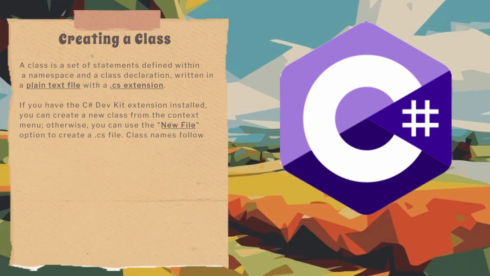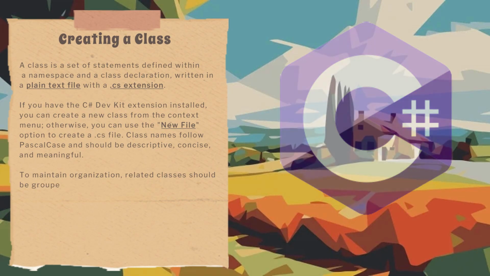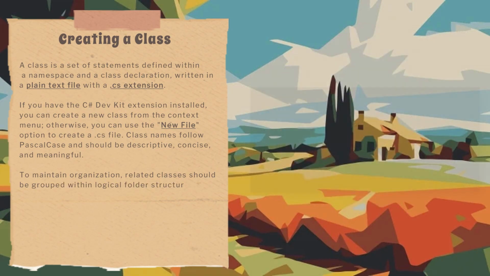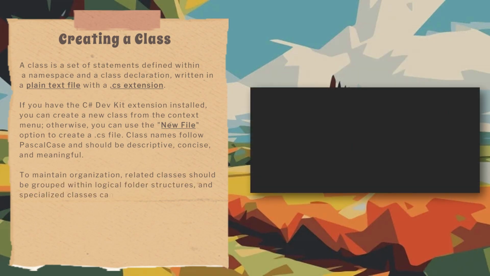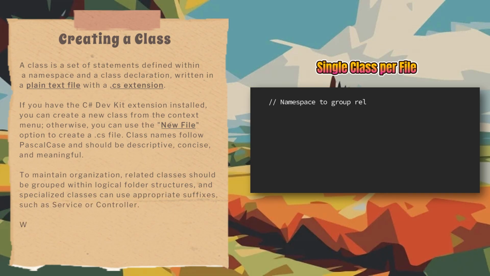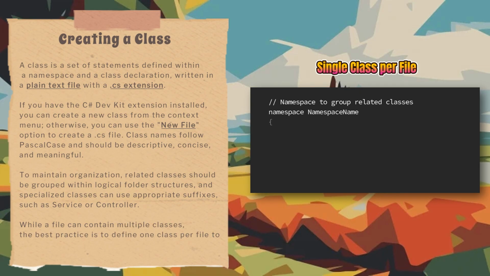Class names follow Pascal case and should be descriptive, concise, and meaningful. To maintain organization, related classes should be grouped within logical folder structures, and specialized classes can use appropriate suffixes, such as service or controller. While a file can contain multiple classes, the best practice is to define one class per file to enhance readability, maintainability, and code organization.